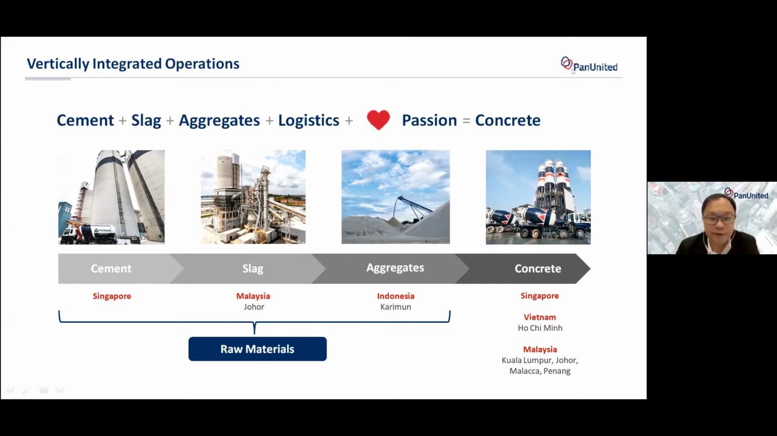Over here, what you can see is a snapshot of our vertically integrated operations, from cement terminals in Singapore to the slag or GGBFS grinding plant in JB. We also run a quarry in Indonesia, and all these materials are delivered and supplied to Singapore, primarily for Singapore consumption. In Singapore, we produce roughly more than 4 million cubic meters annually. We also have ready-mix business in Ho Chi Minh City, Vietnam, and in Malaysia as well.